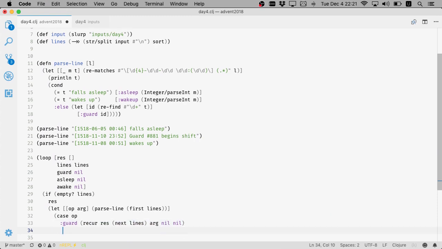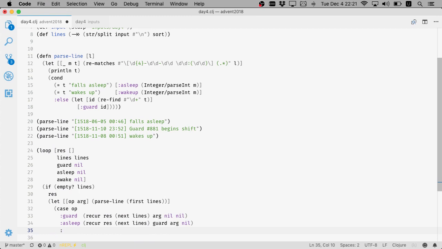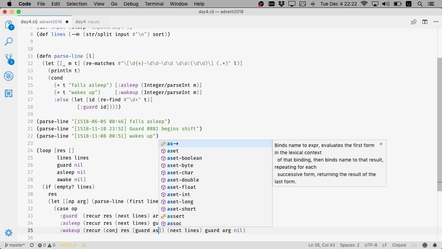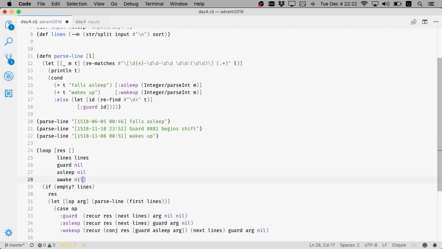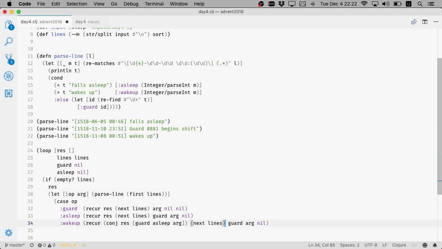Okay, so if operation is fall asleep, we don't know much yet. So basically, we return result. The guard is guard, we keep the guard the same. And asleep is argument. Finally, if operation is wake up, then we do the following. We actually conj to res something like that: guard ID, sleep time, and argument. So this one we don't need. We can switch to the next line. The guard is still the same, the sleep and the wake time.